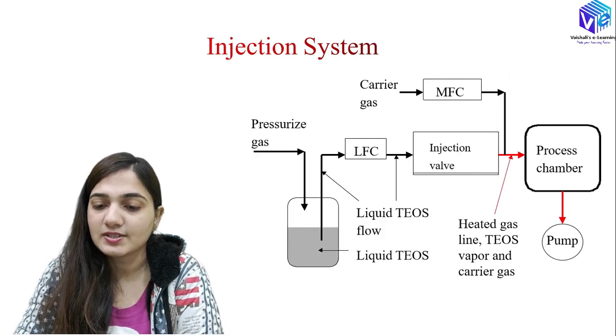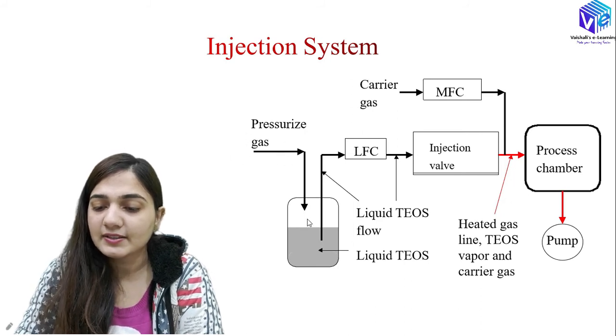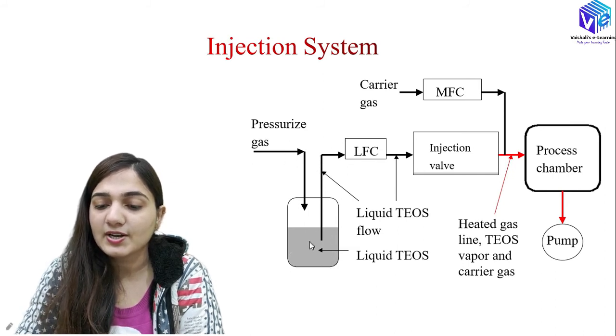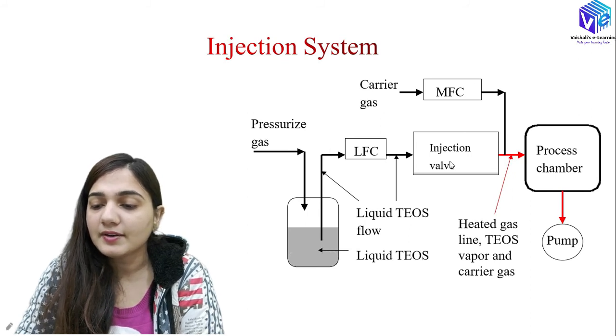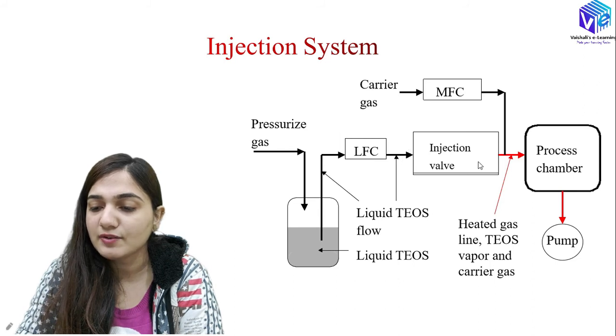Coming to the injection system. In injection system, we have the pressurized gas. We are sending the pressurized gas to the liquid TEOS. The liquid TEOS will start flowing. So whenever a pressurized gas is coming to the liquid TEOS, it will start flowing here. And this is how we will be having the liquid TEOS flow till the injection valve.